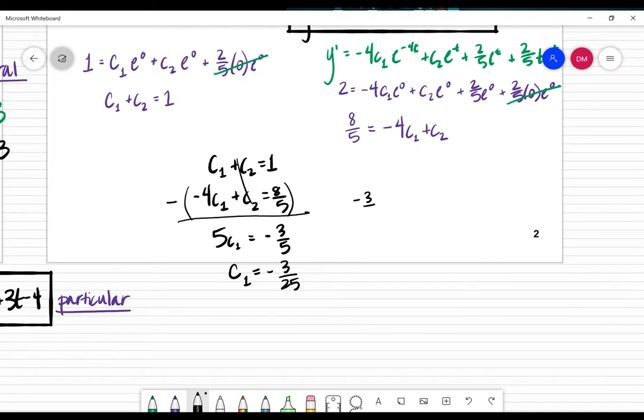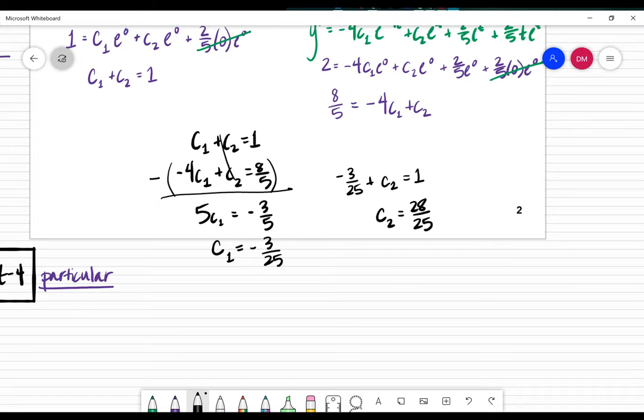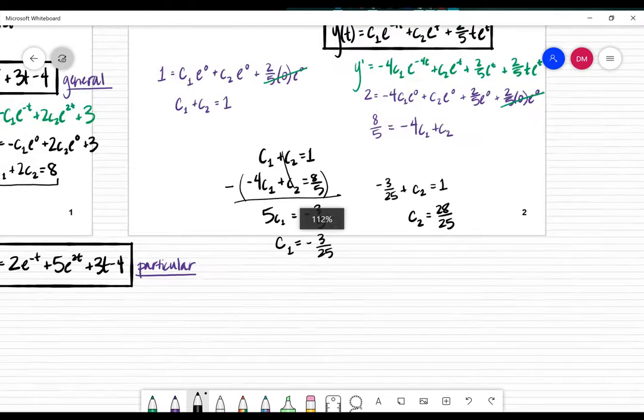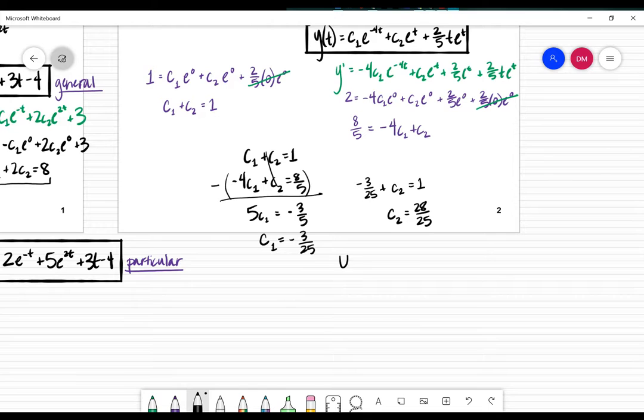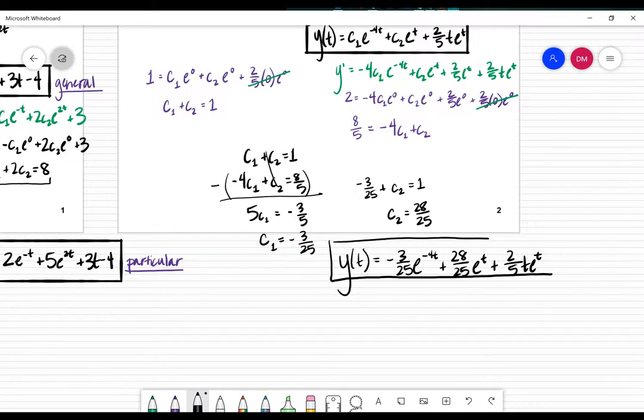So if that's a negative 3/25, I'm going to have to add C2 to get 1 as my first equation states. So adding that 3/25 over, it looks like my C sub 2 is going to be 28/25. All right, not integers like the last time, but again, this process is pretty cut and dry. So finding my full-on particular solution here by plugging in C1, C2, I'm going to get negative 3/25 e to the negative 4t plus 28/25 e to the t plus 2/5 t e to the t. All algebraic stuff that we can do.